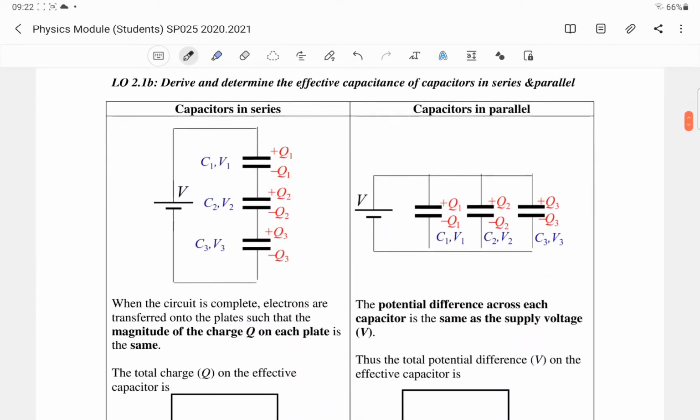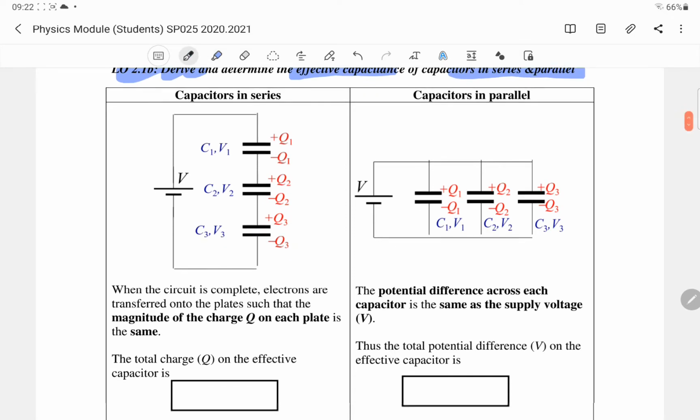Okay, so here you have to derive and determine the effective capacitance of capacitor in series and parallel. Alright, so this is the capacitors in series. Okay, kalau nak perasan capacitors in series ni, kita ada kapasitor C1 dengan C2, kaki negatif ni jumpa dengan kaki positif. Berbeza dengan yang ni, kalau C1 dengan C2 ni, kaki positif jumpa dengan kaki positif. Itu antara beza antara series dengan parallel.